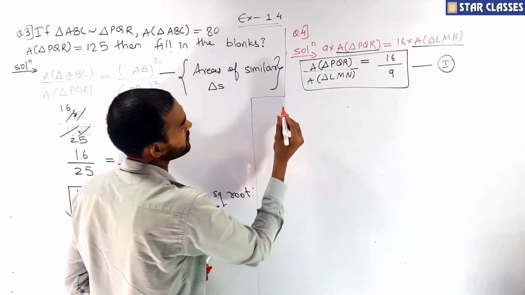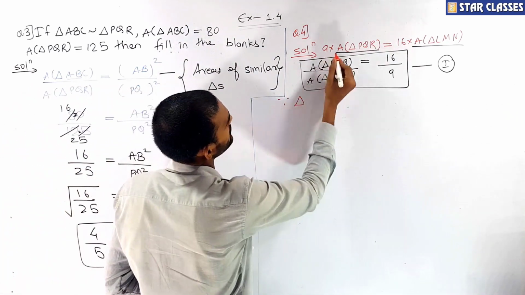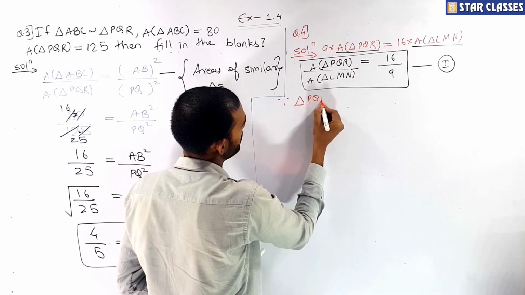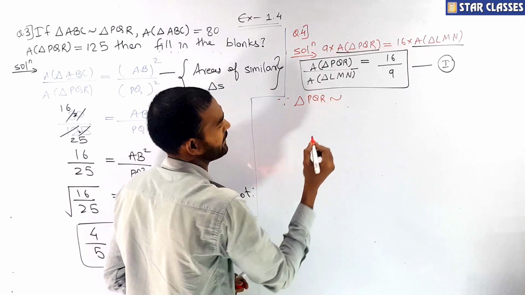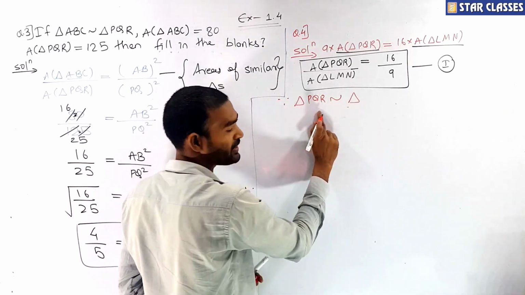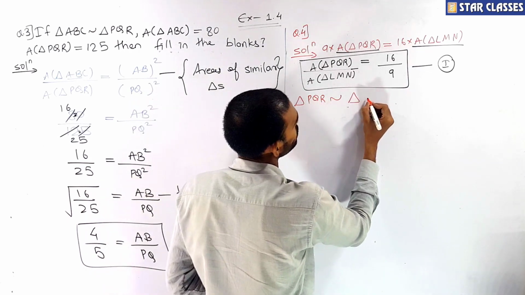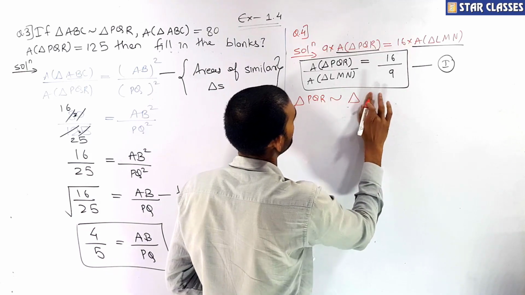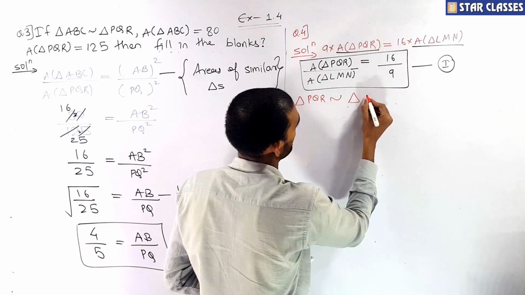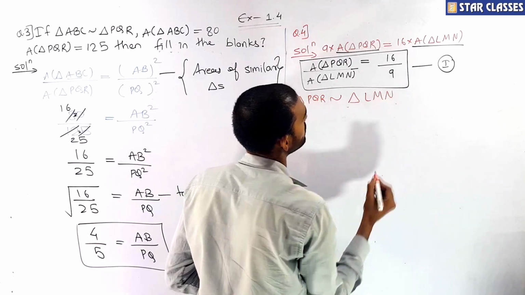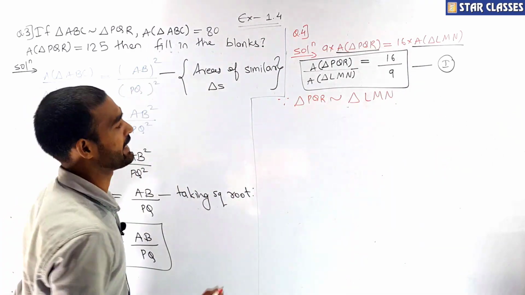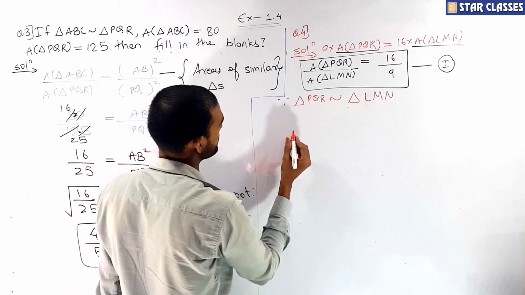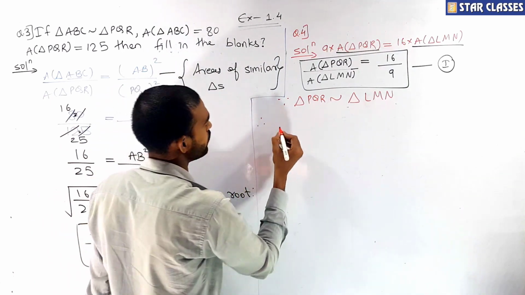Now what do we know? Since we know that two triangles, triangle PQR, this is given, triangle PQR is similar to triangle LMN. So which property will we use? Since two triangles are similar, we'll use the areas of similar triangles property. Therefore, what can we write?